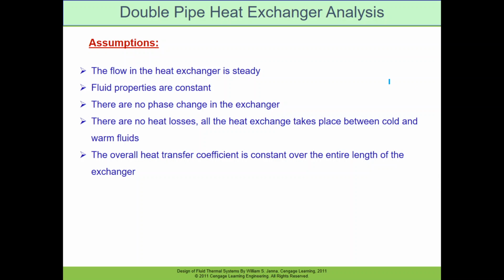So this is the basic concept for the double pipe heat exchanger design, and now when we do the analysis, what are our assumptions before we do the analysis? These are a few assumptions we will take. The first one is that the flow in the heat exchanger is steady, the properties remain constant, and there is no phase change, because we know that when there is a phase change it is termed a condenser or evaporator, and there is no heat loss. That means all the heat transfer takes place between the two fluids. So the warm fluid is giving heat to the cold fluid, and there is no loss of heat.